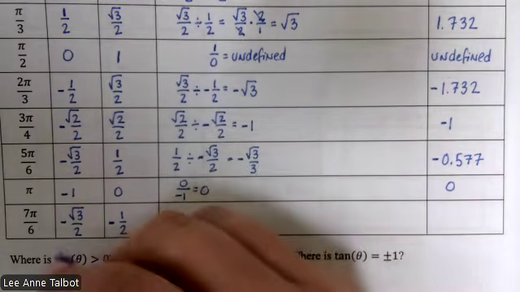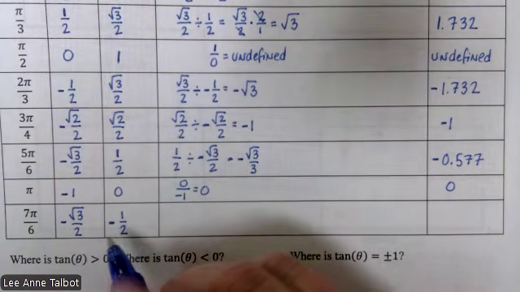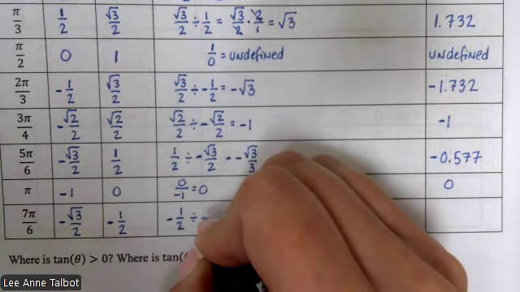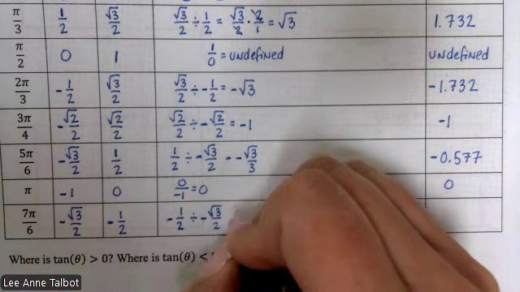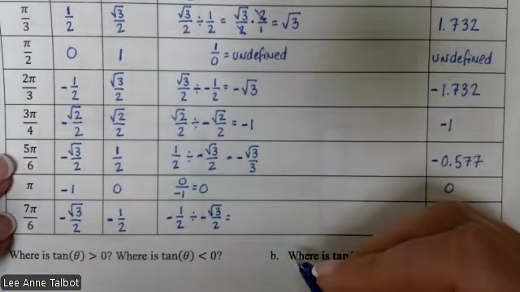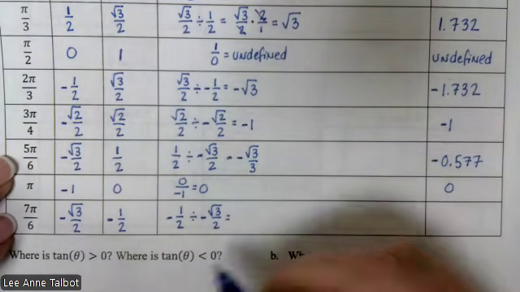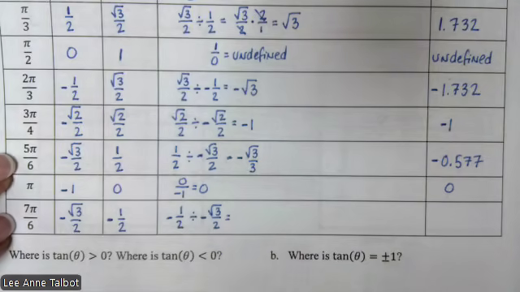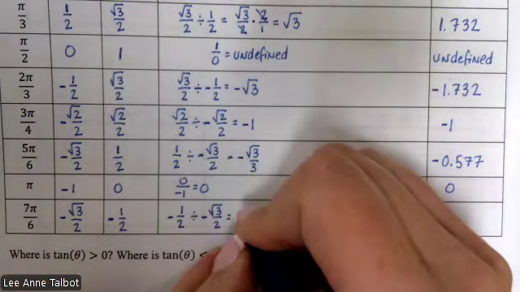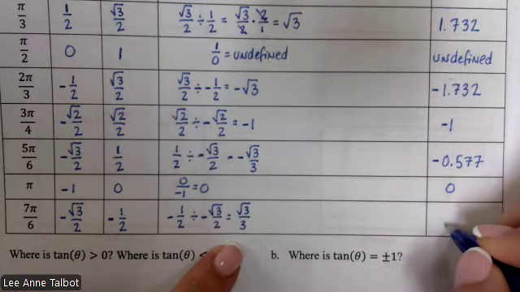Okay, now 7 pi over 6. This is -1/2 divided by negative root 3 over 2. Okay, can you guys tell that it's almost exactly the same as 5 pi over 6's problem? Okay, however, there's two negatives. What's a negative divided by a negative? Positive. So I just have to steal that answer and make it positive.